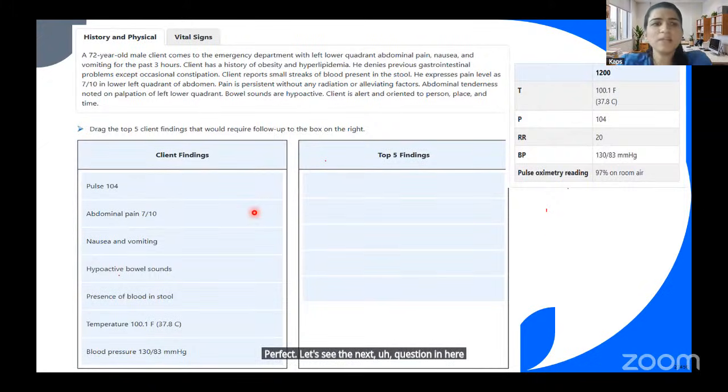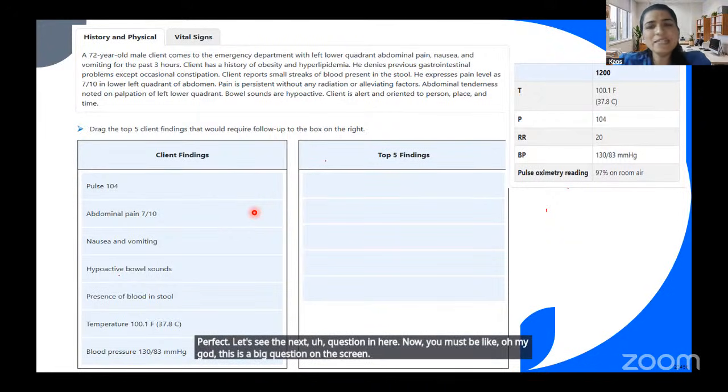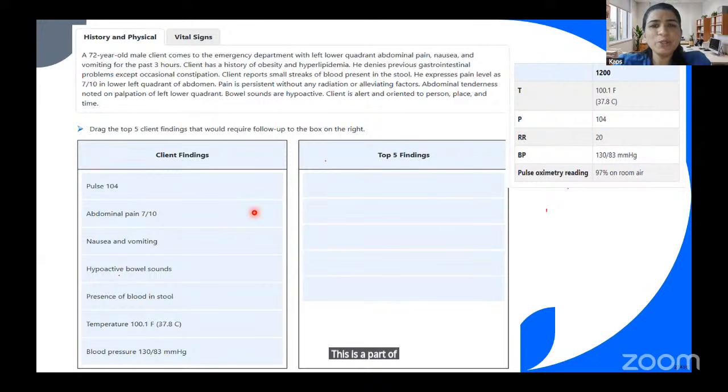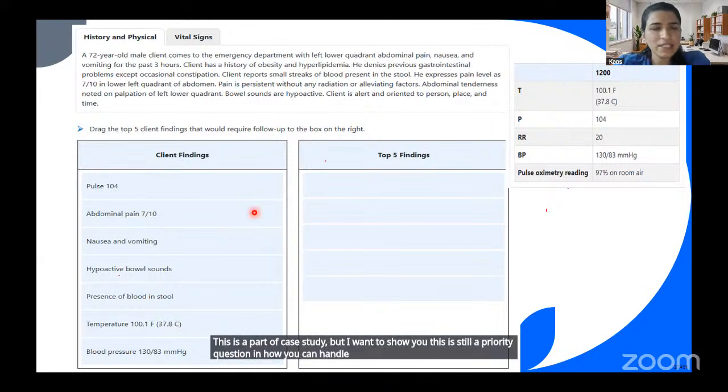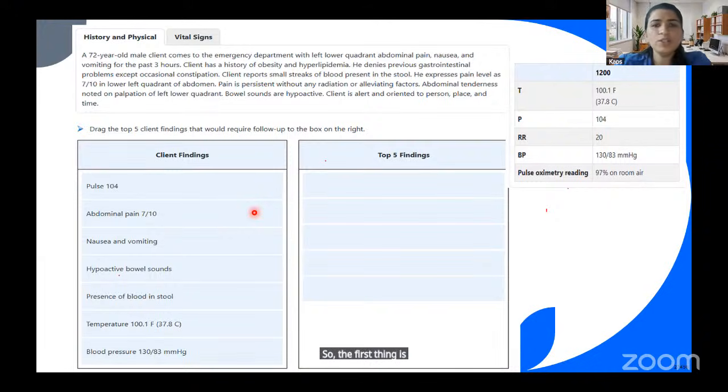Now you must be like, oh my God, this is a big question on the screen. This is a part of a case study, but I want to show you this is still a priority question and how you can handle it pretty easily. Okay. So the first thing is, everyone, do not read the case study first right away, blindly. Okay. I always say look at the question first, right? If you think the question demands the case study, then you read the case study, right?